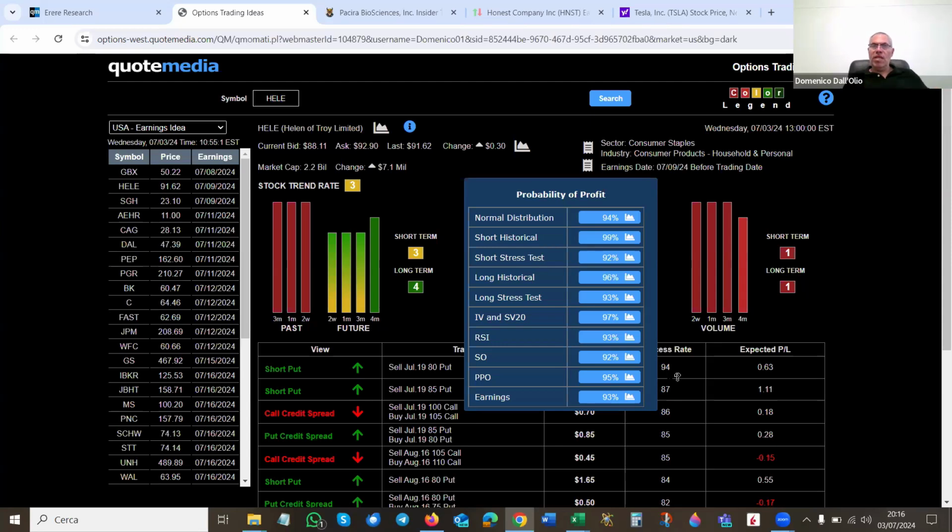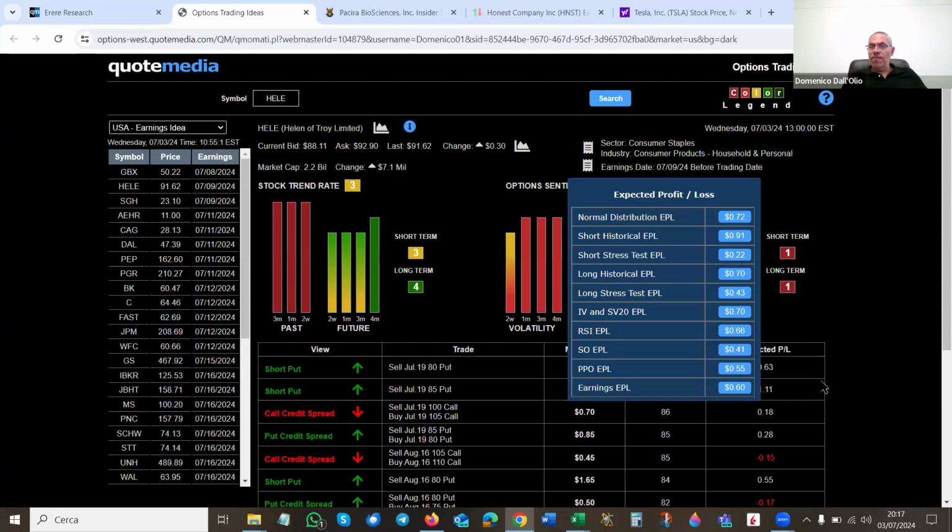If you remember what I told you last time, the philosophy of the platform is that there is no perfect model. They are all models, all trying to describe reality in the best way it is possible. Sometimes they are right, sometimes they're wrong. So it is pointless to try and decide which model is the best. It is much better when they all say more or less the same thing. As it happens here, you see 94, 99, 92, 96, 93, 97, they all say more or less the same thing, which doesn't mean that the trade is risk-free, of course, but the probability of success is significantly high. And the expected profit and loss is 0.63, okay?